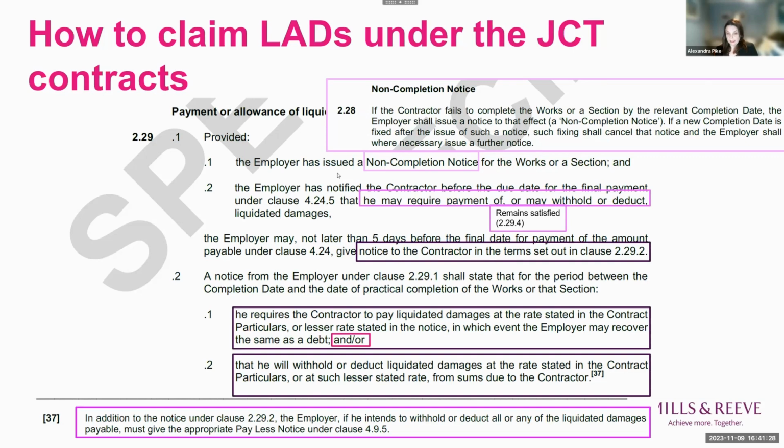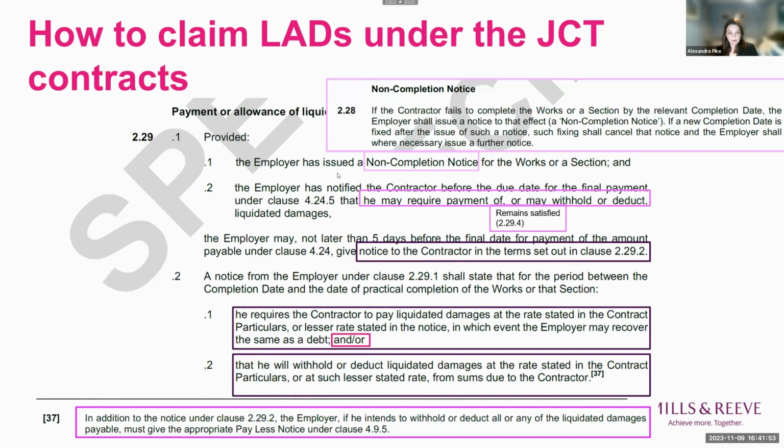Note, employers, again, that there's an 'and' there. So you can put both of these in your notice and then choose which one you use later, which obviously gives you more flexibility and is to be recommended, and contractors keep an eye out if that isn't done. And then the final notice is where, as I say, deduction of liquidated damages is required. And then you flip to the footnote.